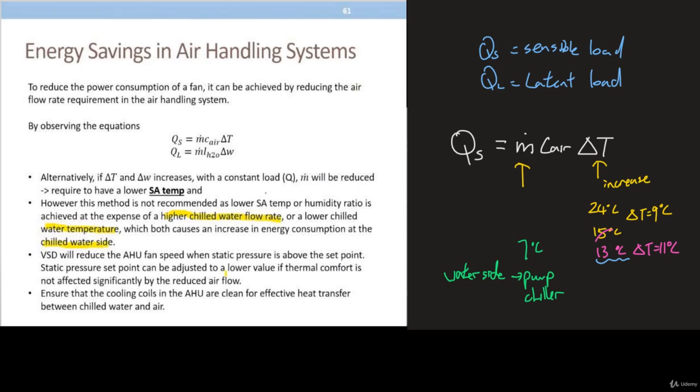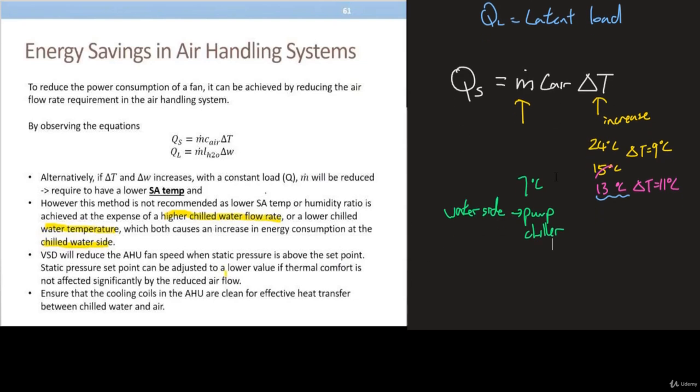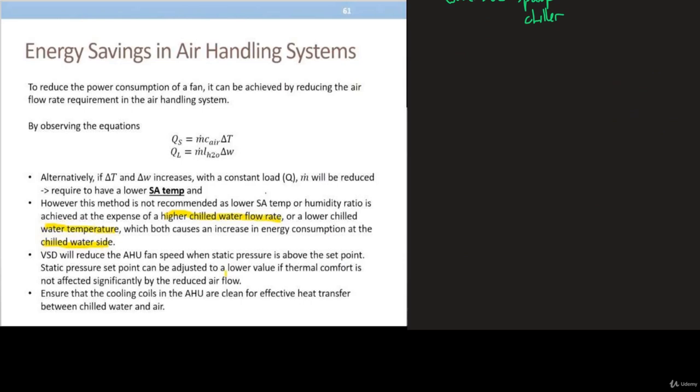And the last method is to make sure your cooling coil in the AHU is very clean. Make sure there's no scaling. You have to do your regular maintenance to clean the cooling coil surface, the cooling tube, so that the heat transfer between your air and your water can take place effectively. If your cooling coil is dirty, it's like a layer of dirt on top. The air that comes out after passing through the cooling coil will have a very high temperature, so it will not be cooled down effectively. So these are the few ways that you can actually save energy in the air handling systems.